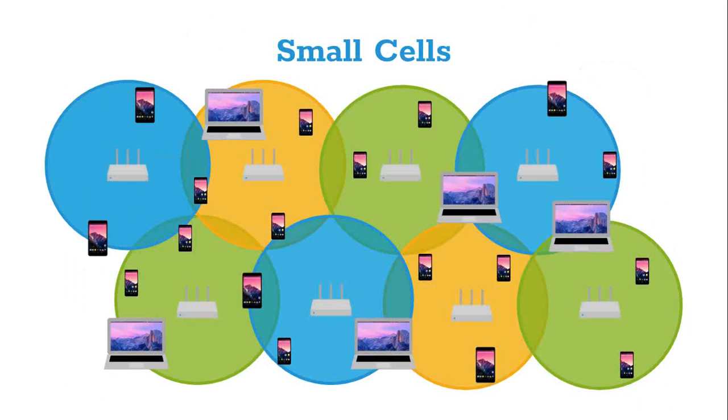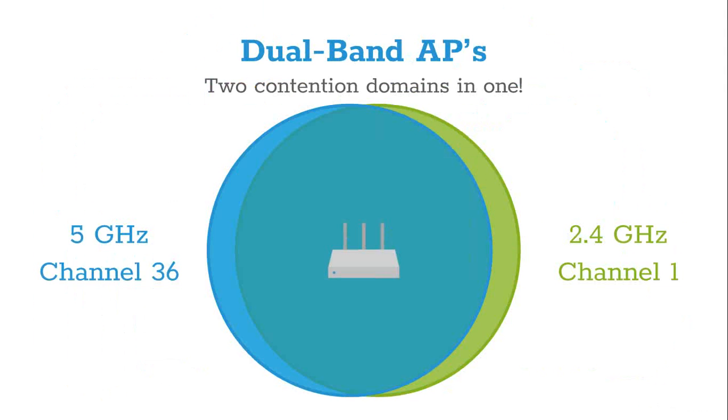Each one of these coverage cells is known as a contention domain, because all of the devices in that cell on that channel have to contend for airtime. And we want to keep our contention domains as small as possible. And that's going to lead us to a good, fast wireless network. The other thing that we want to do is deploy dual band access points, because that creates two contention domains in one coverage cell.